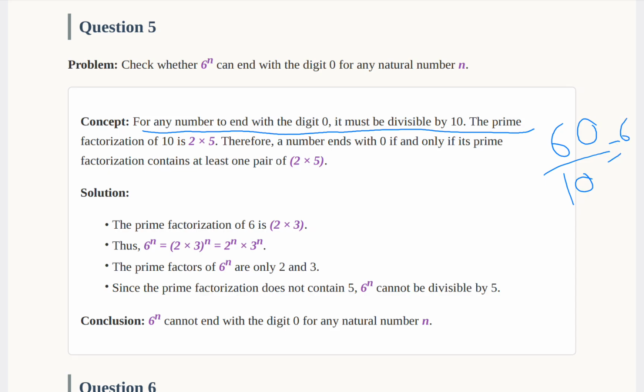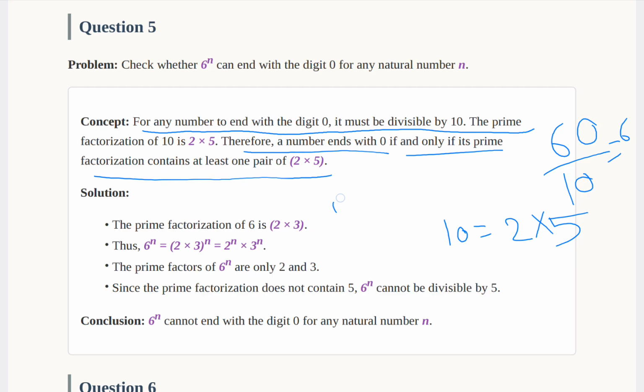So it means that the prime factorization of 10 is... और 10 के प्राइम फैक्टराइजेशन क्या होते हैं आपके, 2 into 5. ओके, 2 into 5 ये आपके प्राइम फैक्टराइजेशन होते हैं 10 के. Therefore a number ends with 0 if and only if it is prime, its prime factorization contains at least one pair of 2 into 5. सो कोई भी नंबर आपका अगर 0 से एंड होता है तो उसके जो प्राइम फैक्टराइजेशन होंगे उसमें एक पेयर आपका ये होगा 2 into 5 का.